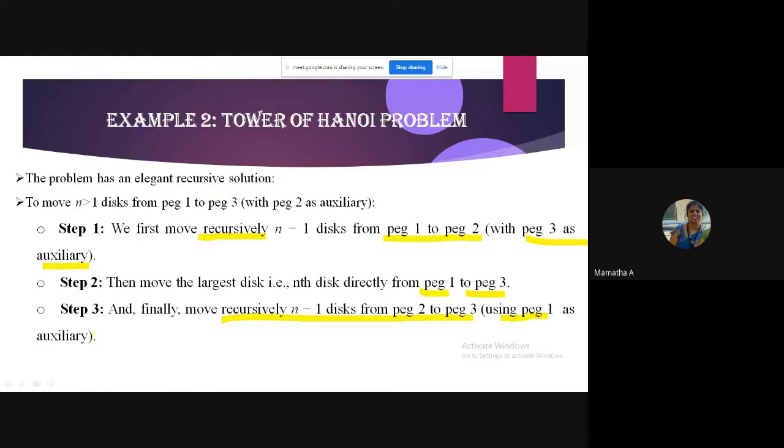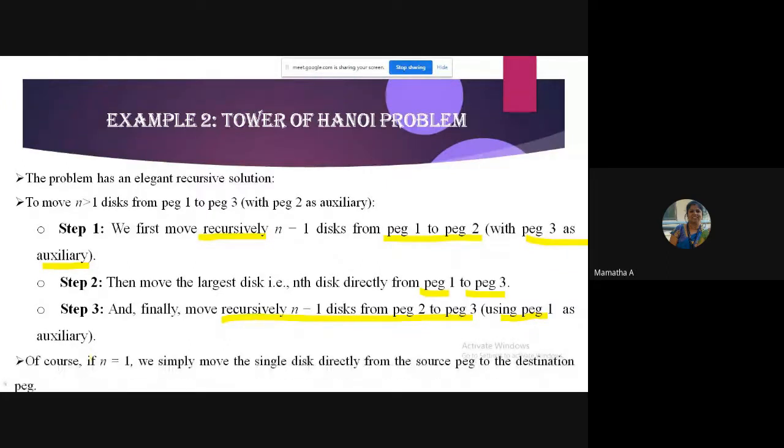Recursively, when I say it, it means you're calling the function again and again. You're calling the same function with n minus 1 disks. And you can see if n equals 1, obviously, we simply make one move for the single disk directly from source 1 to the destination. This is the recursive method that it will follow.